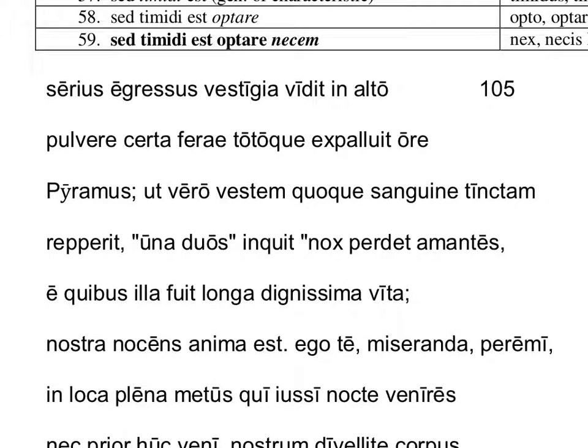Okay, Zach, you need to cover up that written translation, and you have up until Vita, and I will read it out loud while you're processing. Ut vero vestem quoque sanguine tinctam reperit. Una duos inquit nox perdet amantes. Equibus illa fuit longa dignissima vita. When certainly he saw the garment was covered in blood, he said, "One night will destroy the two lovers," and said that she was more deserving to live.